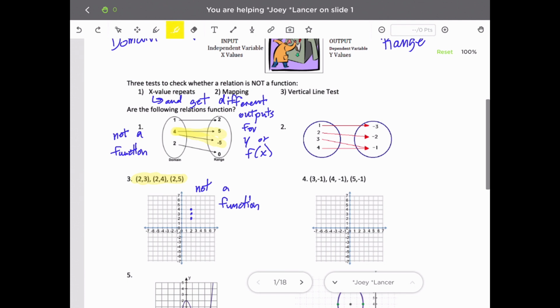However, as we said, you can have many-to-one relationships. You can have many inputs that still get you the same output. And that is still a function. Yes, function. So one-to-one and many-to-one are okay, but one-to-many is not.